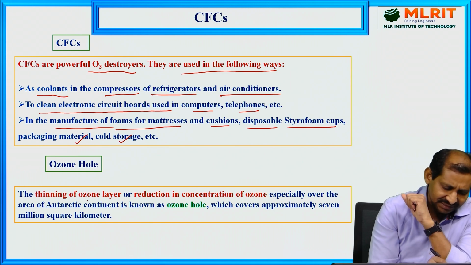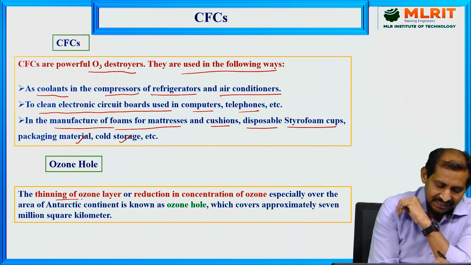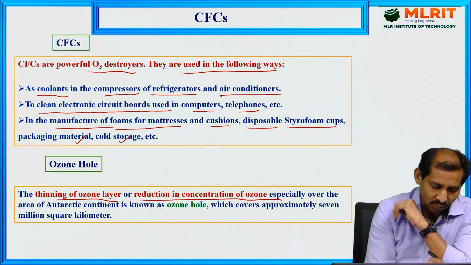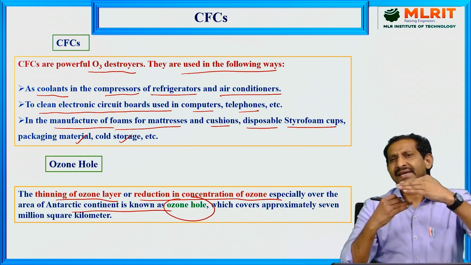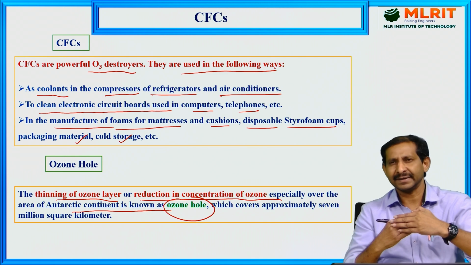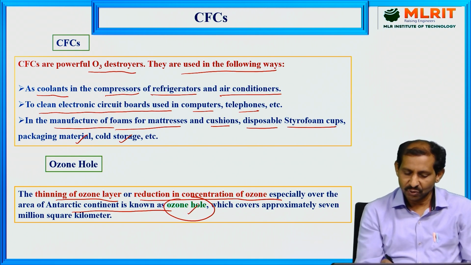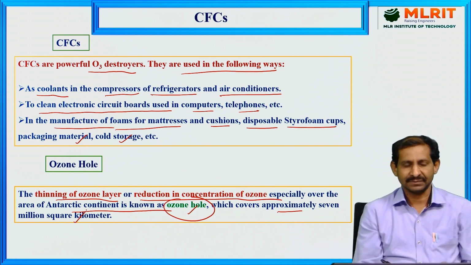Now, when the ozone layer slowly decreases, this is thinning of the ozone layer, or reduction in the concentration of ozone, especially over the Antarctic region, known as the ozone hole. That process is called the ozone hole, which covers approximately 7 million square kilometers.